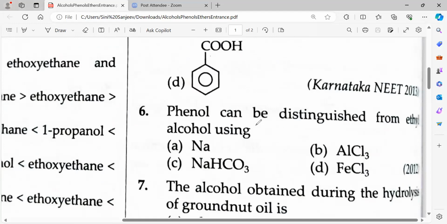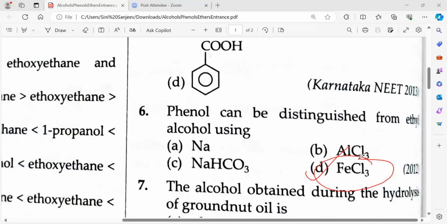Sixth one. Phenol can be distinguished from ethyl alcohols by using what? This is a yes, correct answer. FeCl3. Correct answer I got in the chat. Yes, very good.